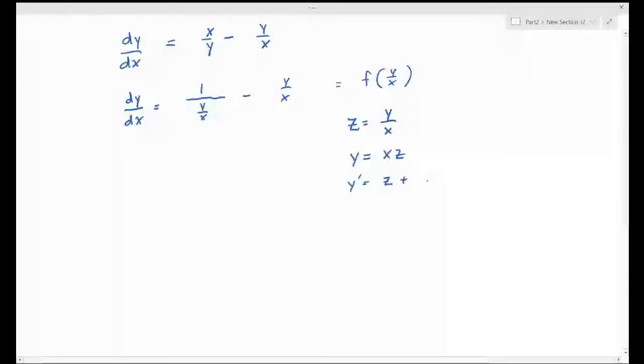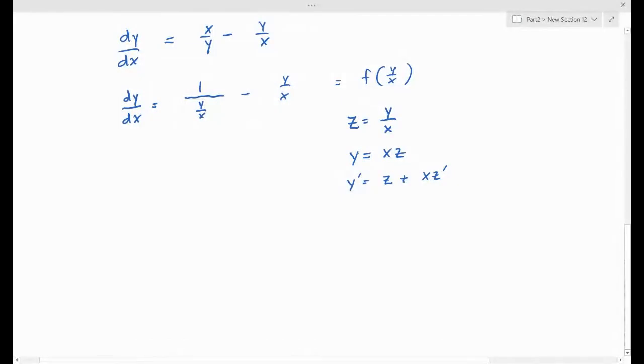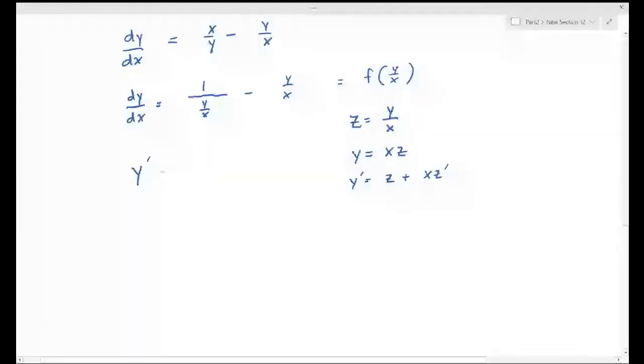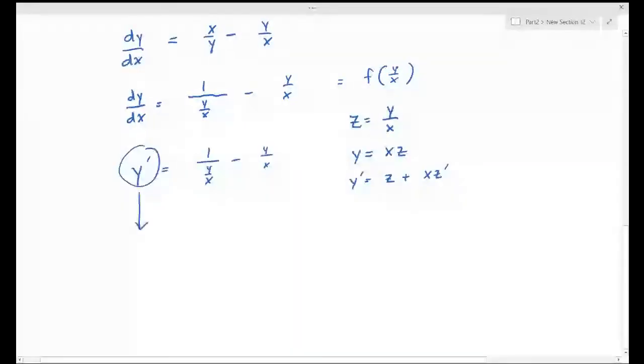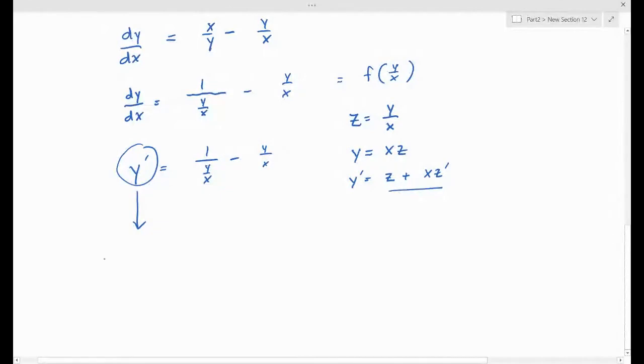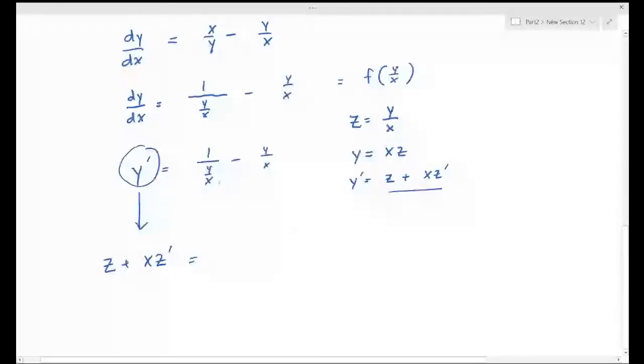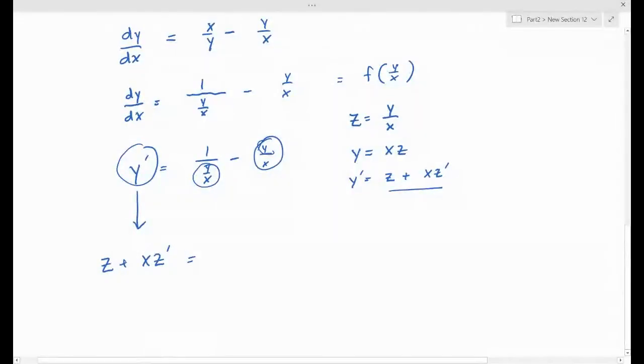Remembering that I need to use the product rule when differentiating the right-hand side. And then I can write this as y prime is 1 over. You see the substitution. y prime becomes z plus x times z prime. And on the right-hand side, these guys are z, so 1 over z minus z.